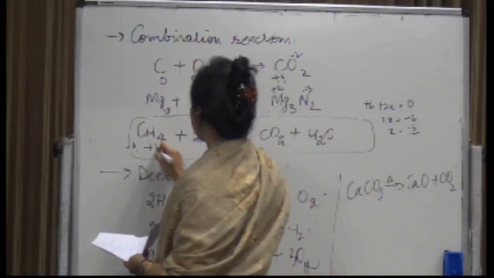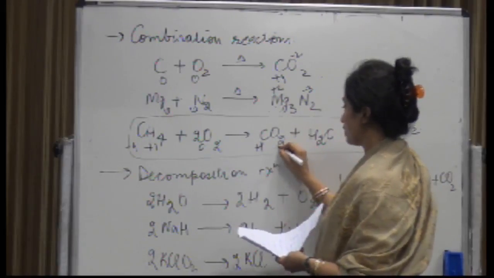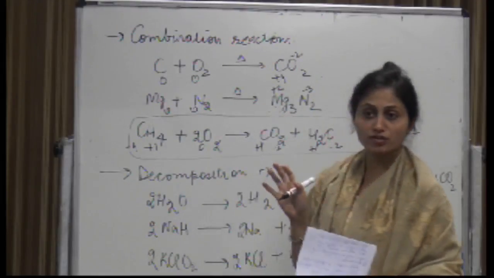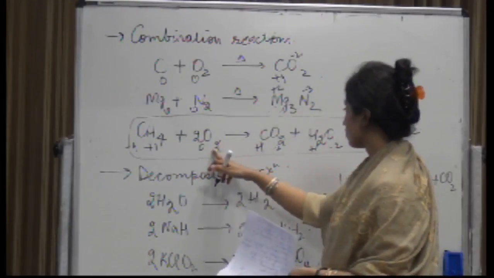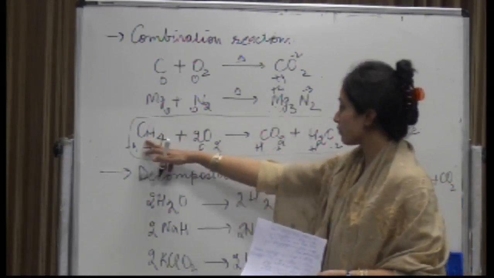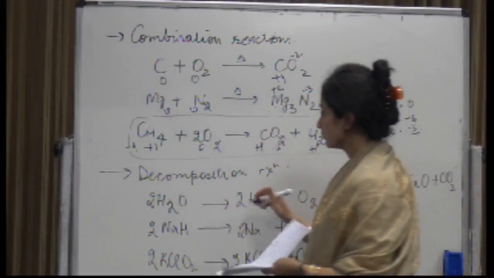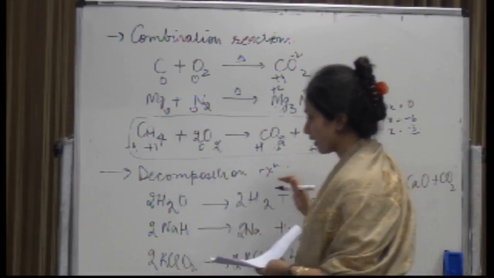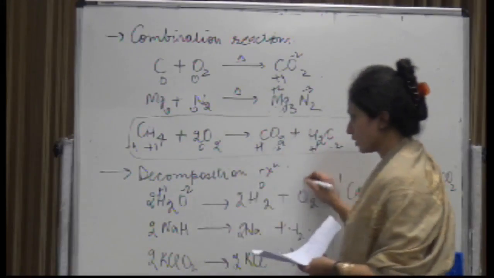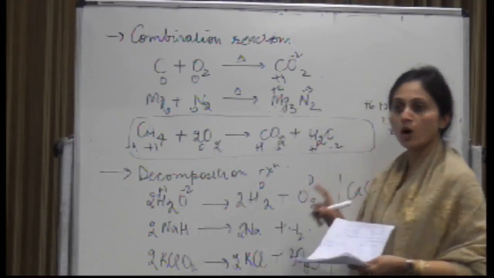Minus 4 plus 1, 0, plus 4, minus 2, minus 2, plus 1. Anything happening to hydrogen? No. What's happening to oxygen? Oxygen is getting reduced. Carbon is getting oxidized. Okay. Coming to the decomposition reaction: plus 1, minus 2, 0, 0. Hydrogen is getting reduced. Oxygen is getting oxidized.